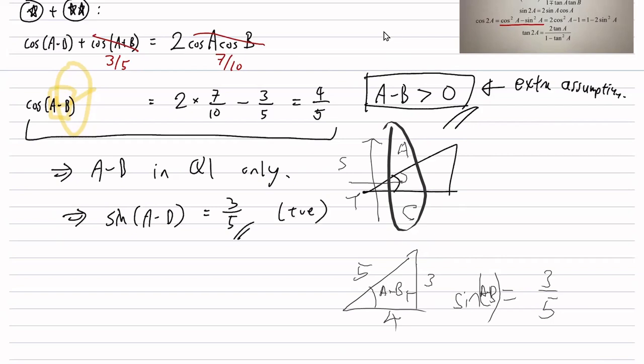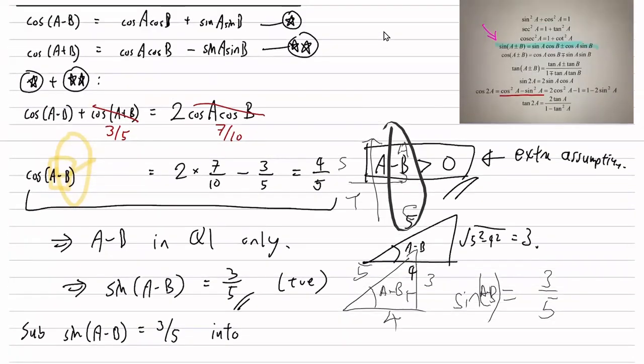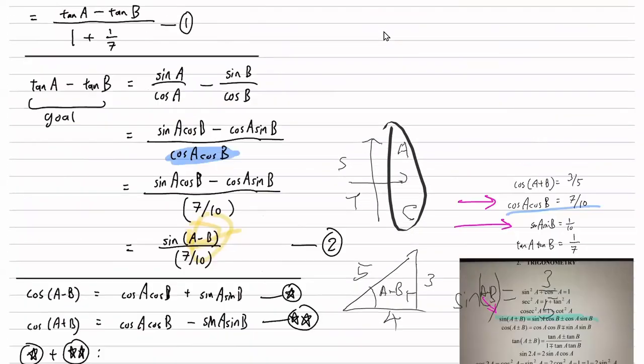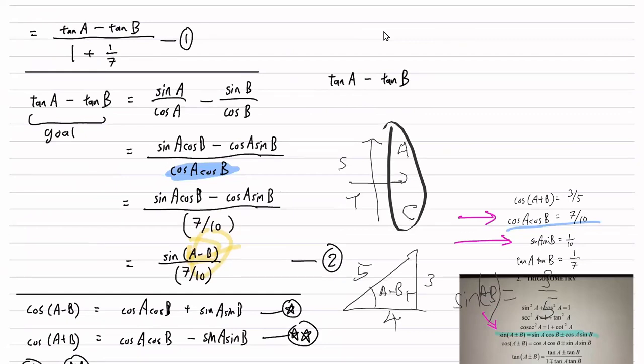Let me just copy down this A minus B, the adjacent over hypotenuse is 4/5, then square root of 5 squared minus 4 squared equals 3. And then sine A minus B equals 3/5. Finally, once we have sine A minus B equal to 3/5, we substitute it into equation 2. So what will we obtain? We'll get tangent A minus tangent B to be exactly equal to this.